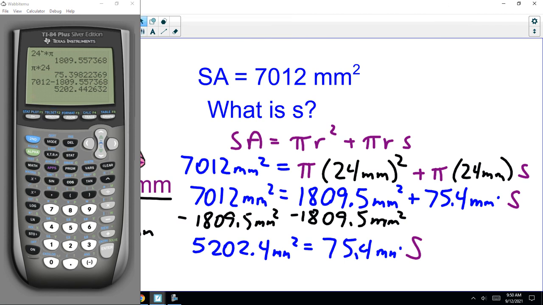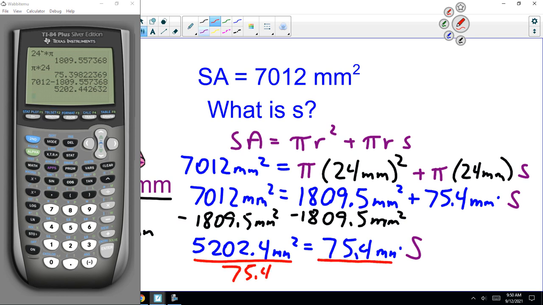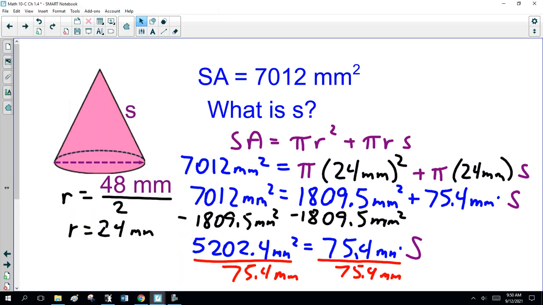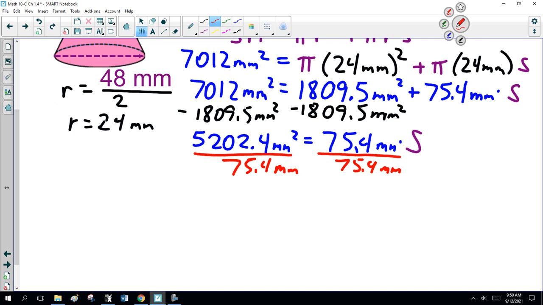Now, how do I get rid of times 75.4? Yes, I divide both sides by 75.4. So 5,202.4 divided by my 75.398, and notice I just scroll up. I don't have to repeat my numbers. That becomes 68.999, which gives me S is 69.0 millimeters.